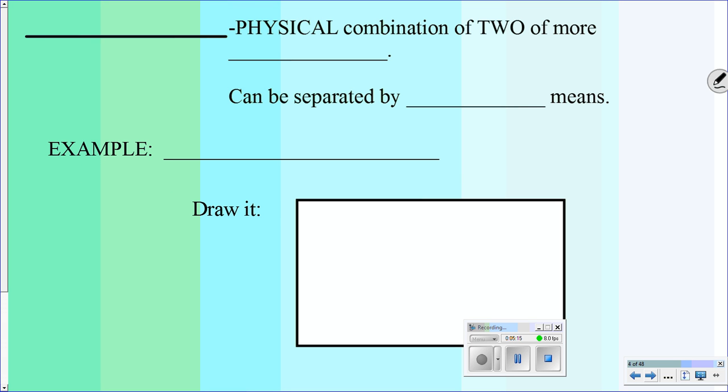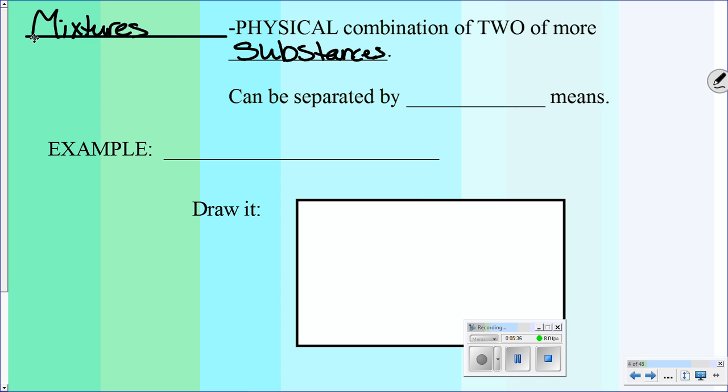Mixtures are a little bit different because they are a physical combination of 2 or more substances. And mixtures can contain either elements or compounds. So you can actually have a mixture of 2 elements that just aren't bonded together. You can have a mixture of 2 compounds.